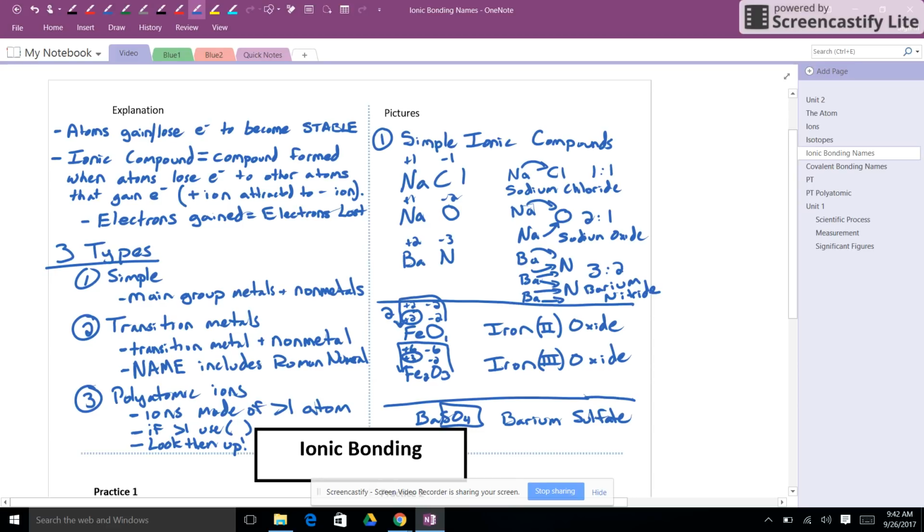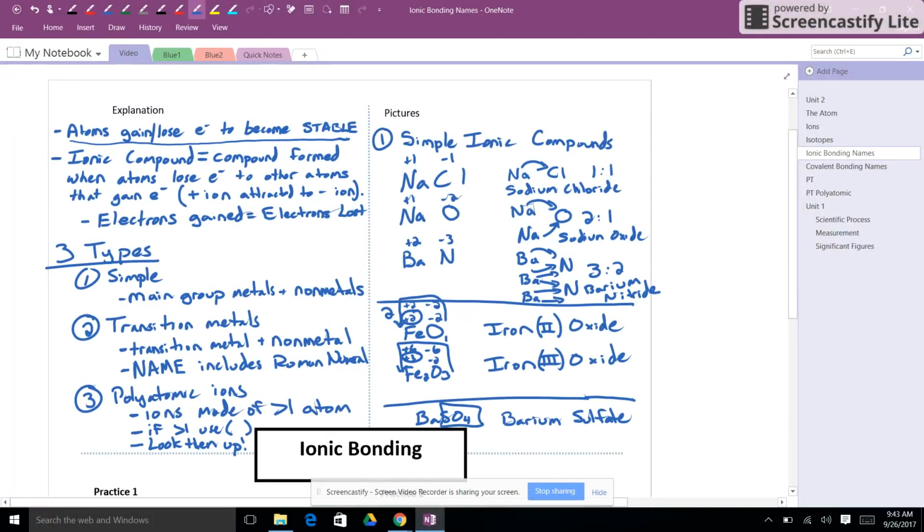Okay, so in this lesson we talked about ionic bonding, and what we're really trying to do today is focus on how to name a compound or how to look at a name and write a formula for a compound. To review really quick, atoms gain and lose electrons to become stable. They form ions. An ionic compound is a compound formed when atoms lose electrons to other atoms that gain electrons. The positive ion is then attracted to the negative ion.